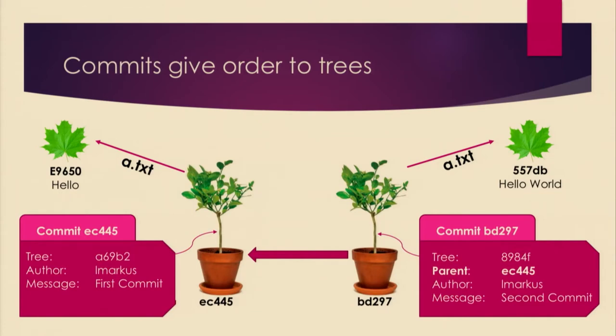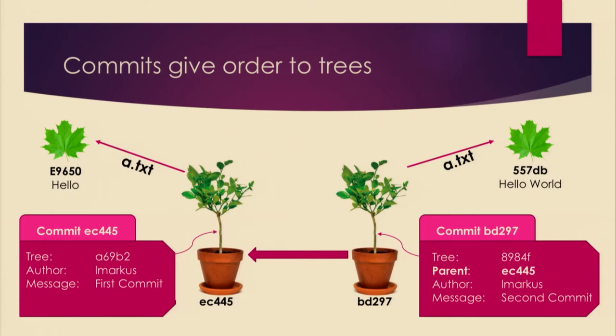How do we tie it all together? Well, this is where commits come in. A commit is going to add all the meta information to the snapshots. So when we started the project, we created our file, we committed it, and my commit tells me, at this point in time, this author created this tree, and this is a quick message that he gave. This is the very first commit of a repo.